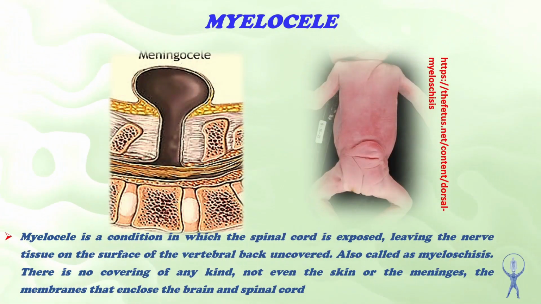The next is myelocele. Myelocele is a condition in which the spinal cord is exposed, leaving the nerve tissue on the surface of the vertebral back uncovered. Also called myeloschisis, there is no covering of any kind, not even the skin or the meninges, the membranes that enclose the brain and spinal cord.